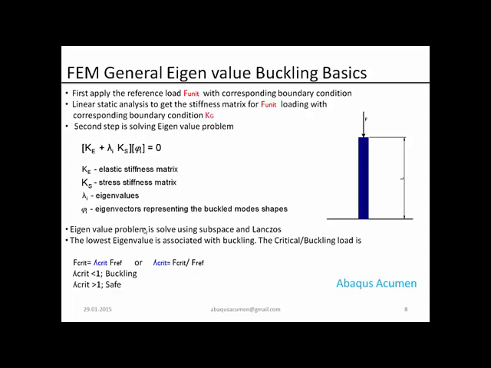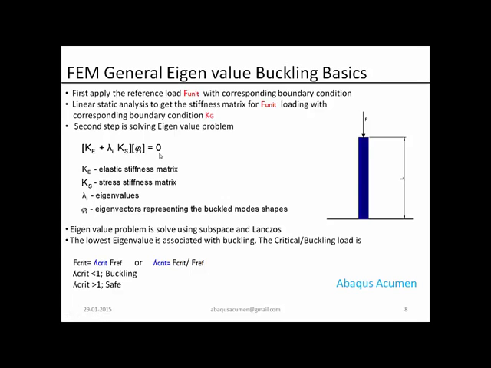Now let's talk about finite element modeling, general eigenvalue buckling basics. Whenever you start studying the fundamentals of finite element analysis on eigenvalue buckling, you see all these fancy terms like lambda or psi, then the stiffness matrix, and then that is tending to 0. So this is the equation you see in most of the literature, which says (K_E + lambda * K_S) * psi = 0.